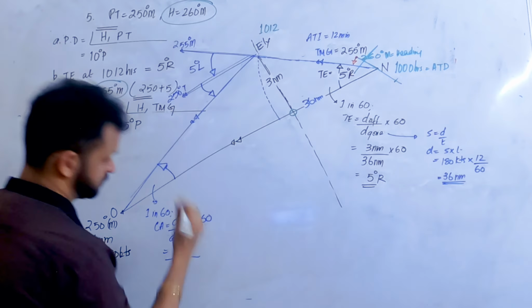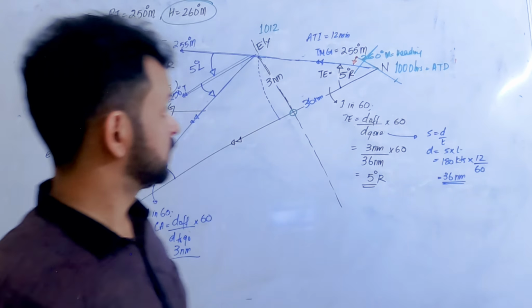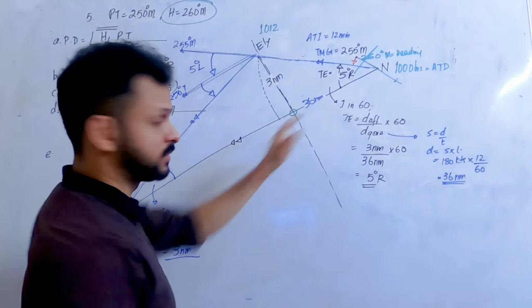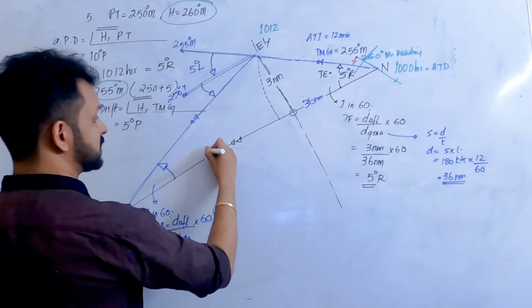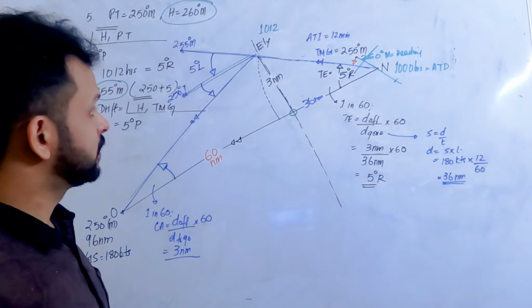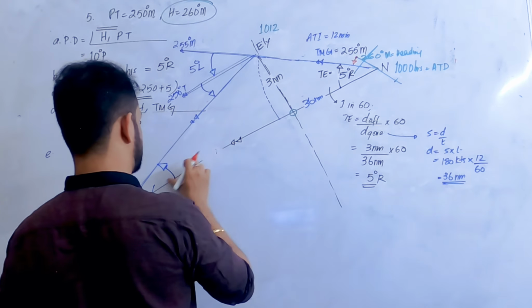The total distance is 96 and already we have flown 36. So the value is 60 nautical miles. So total distance is 96. You've only flown 36 here. Therefore, this distance is 96 minus 36, which is 60 nautical miles. Perfect. So let me just put the 60 nautical miles here.